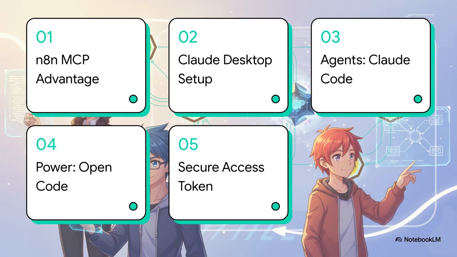So here's our roadmap for today. 1. The n8n MCP advantage. 2. Claude Desktop setup. 3. Coding agents with Claude Code. 4. Model-agnostic power via OpenCode. And 5. Securing your access token.